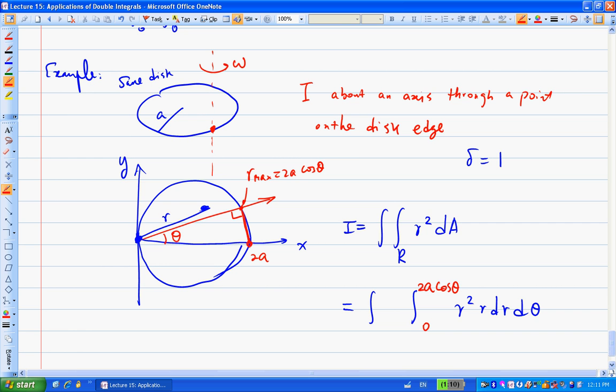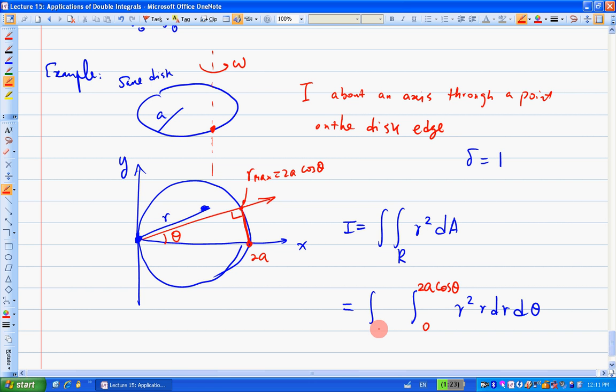As a matter of fact, this 2a cosine theta is the polar equation for this circle. And that's R, right? And theta is you rotate this radial line across this whole region R. Find the min and the max for the theta that bounds this region R. So what will be the theta's range?